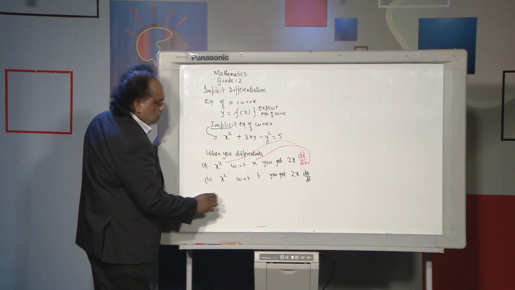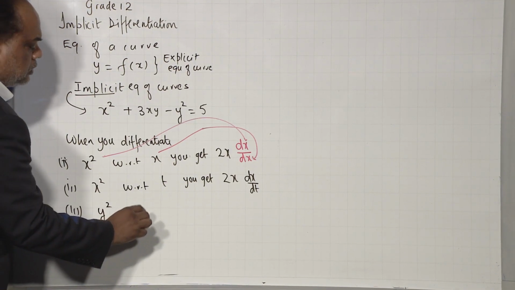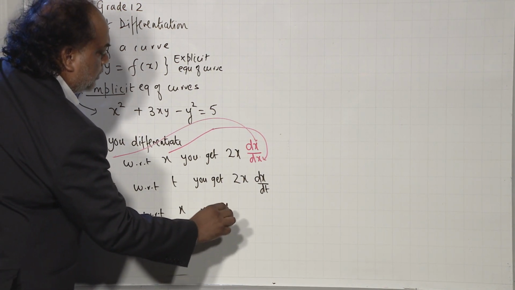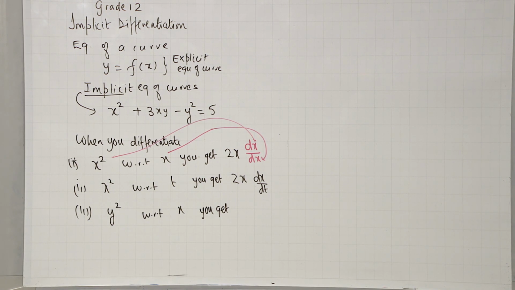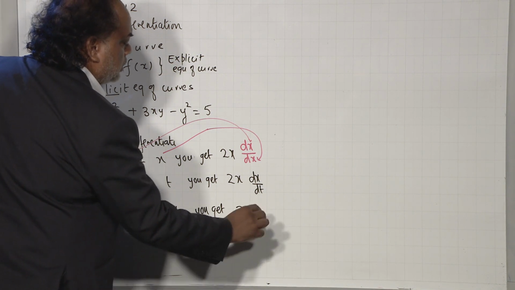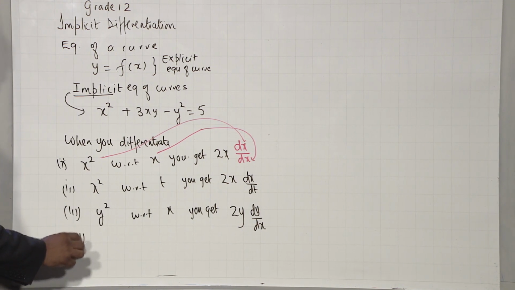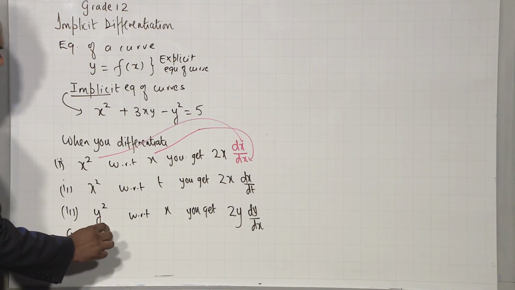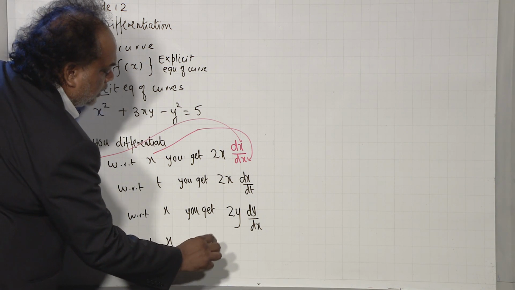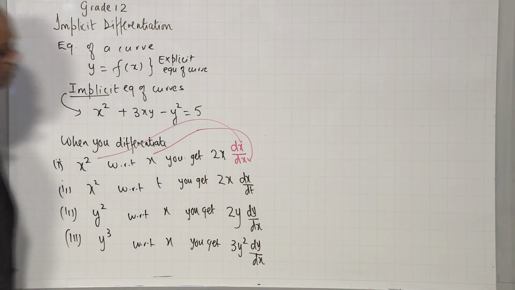Now, if I ask you to differentiate y squared with respect to x, what would you get? 2y dy by dx. If you differentiate y cubed with respect to x, you get 3y squared dy by dx.